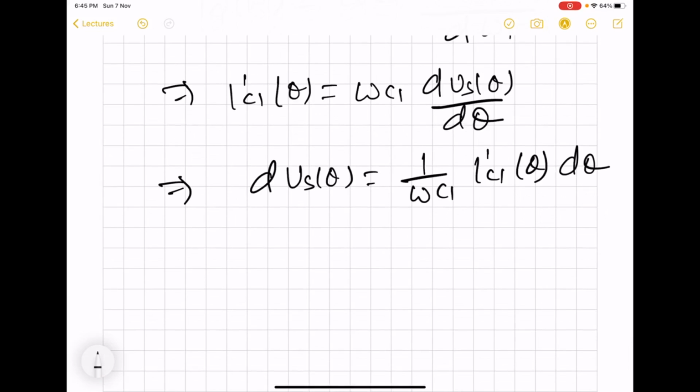So now we can integrate this equation to find out the voltage. Since the current starts flowing into the capacitor at t equal to pi, or theta equal to pi, we integrate from theta equal to pi to a certain theta.